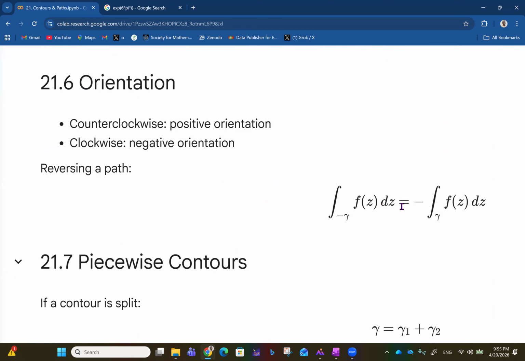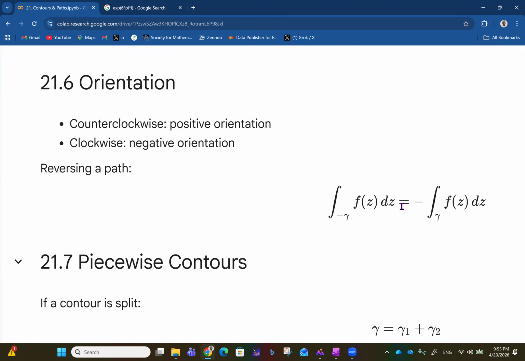Then we can also have piecewise contours. If a contour is split, and we say gamma is equal to gamma 1 plus gamma 2, then the integral of f of z dz over gamma is equal to the integral of f of z dz over gamma 1 plus the integral of f of z dz over gamma 2.